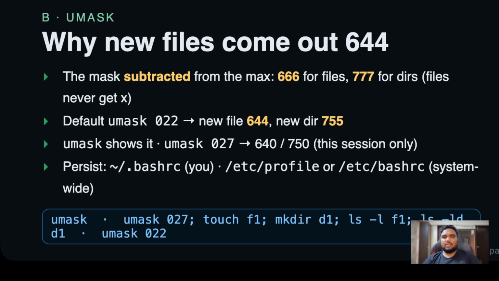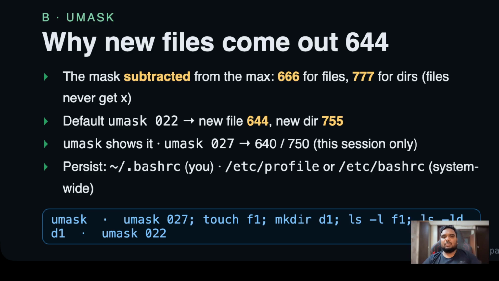The default umask on this box is 022. So take 666, which we get as maximum for a file, and knock off the 022. You land on 644. Exactly what touch gave us. Take 777 for a new directory, knock off the 022, you get 755. That's the whole mechanism. The umask isn't the permission, it's what gets taken away from the maximum.